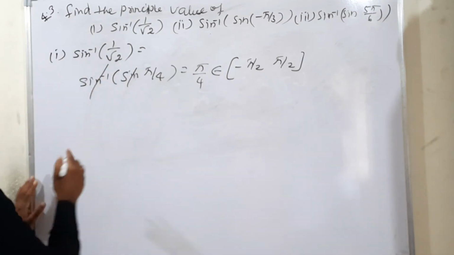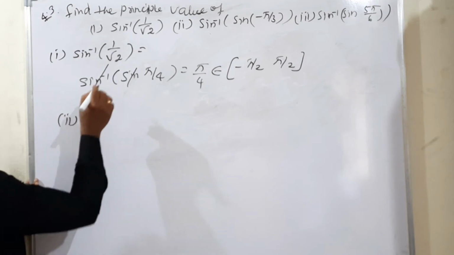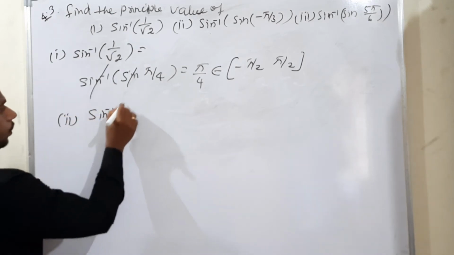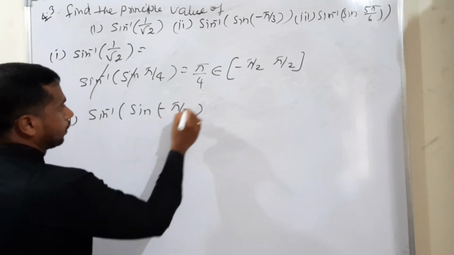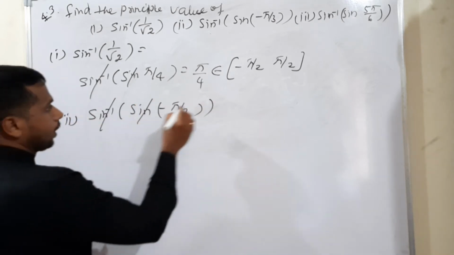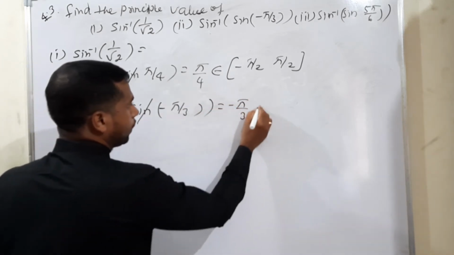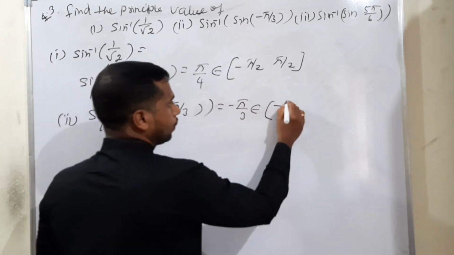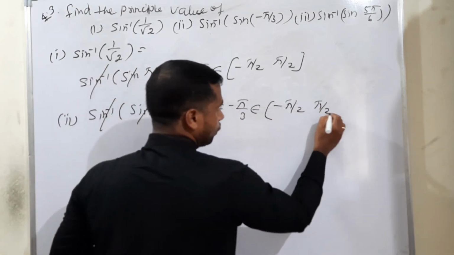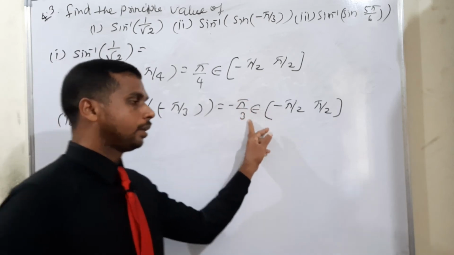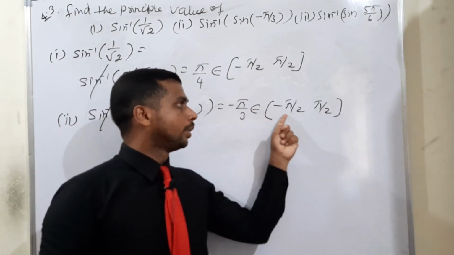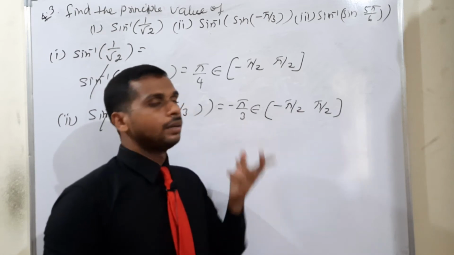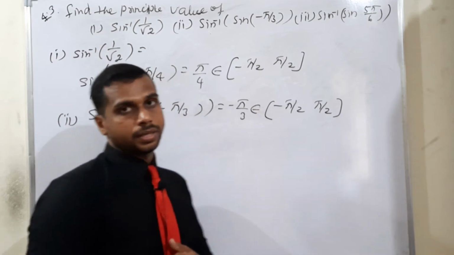I am moving to the second one. The second one we can write directly. Why? Listen there. What is the question? Sine inverse of sine negative pi by 3. So negative pi by 3, sine inverse sine cancel means negative pi by 3. It belongs to negative pi by 2 to positive pi by 2, because pi by 3 means 180 divided by 3, 60 degree. It lies on negative pi by 2 to positive pi by 2. So directly we can write it. This is the answer for subdivision 2.